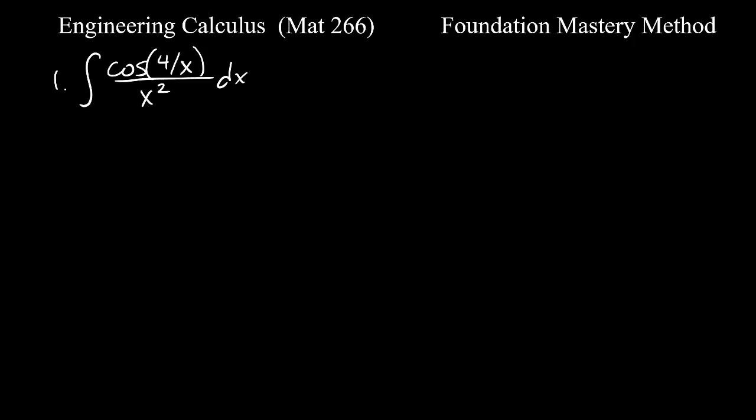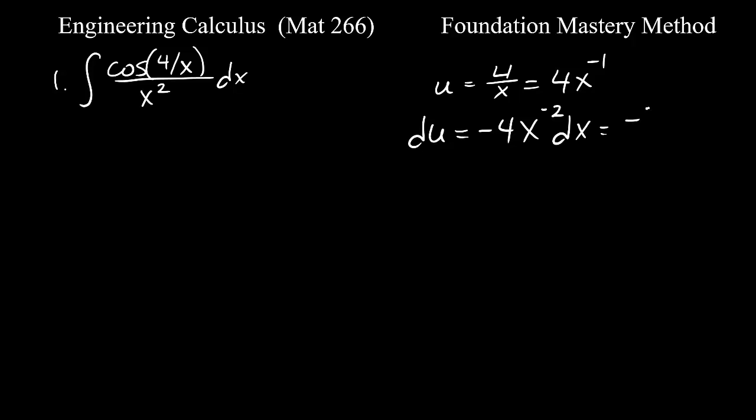In this fourth video, let's look at integrals that involve trigonometric functions, where integration by substitution helps us to find the answers. So in this first case, we have the integral of cosine of 4 over x, all over x squared, dx. So we're going to let u equal 4 over x, which we think of as 4 times x to the minus 1 power. So then du will equal minus 4x to the minus 2 dx. Or we can rewrite this as minus 4 over x squared dx.